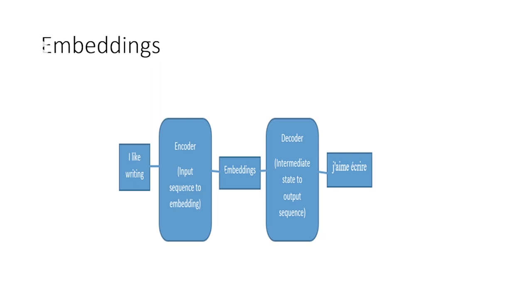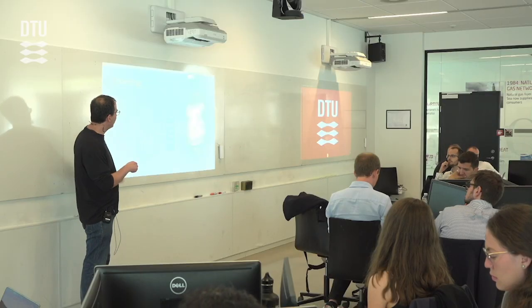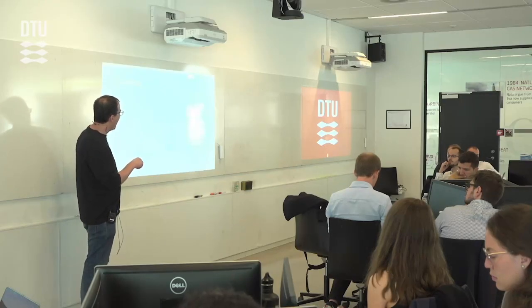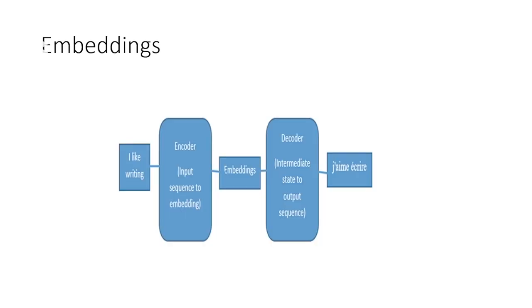Okay. Because we're talking about models, I want to mention something about embeddings. So this is an embedding of the text "I like writing." It goes through an encoder, input sequence to embedding. And then there is a decoder that, in this case, translates to French, "j'aime écrire." So this is a sort of translation model. The reason it's interesting is that, in principle, if I have this embedding, and this embedding works, I can use it from other languages as well.